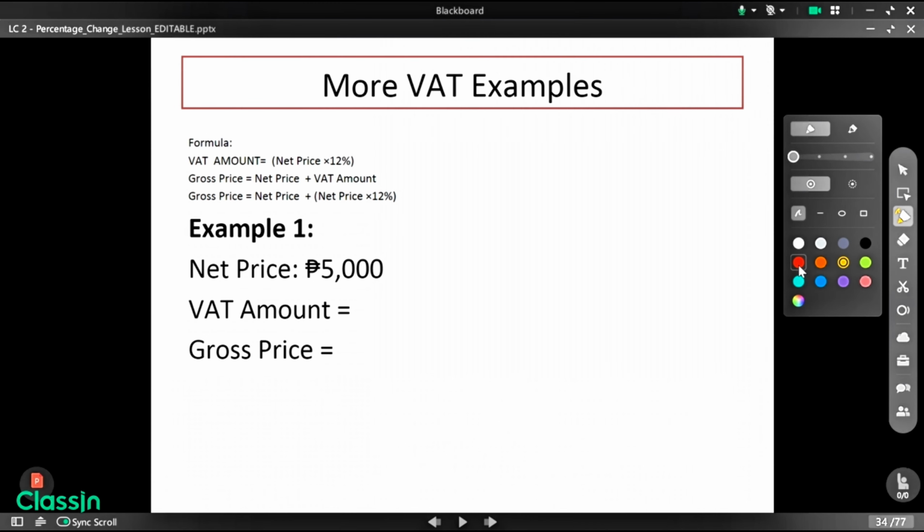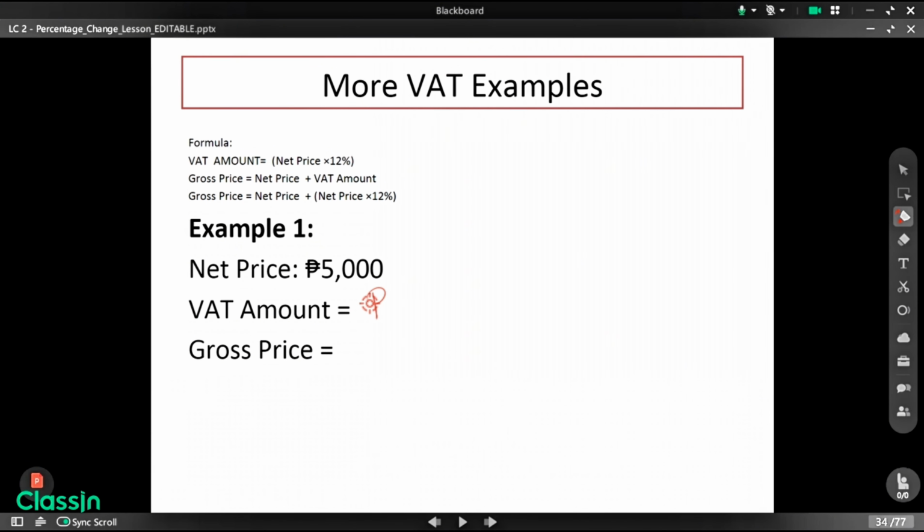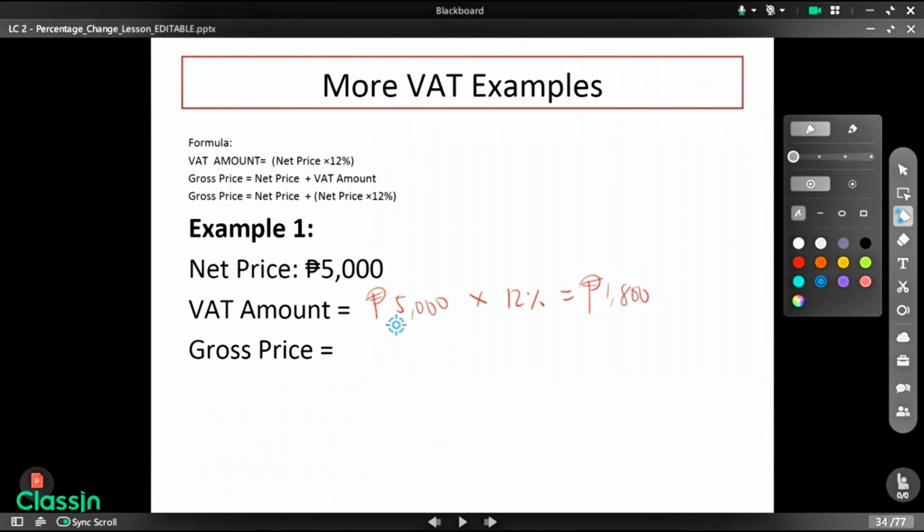Alright, so let's compute first the VAT amount if the net price is 5,000. Again, when we say net price, the VAT is not yet included. So the net price, 5,000 times the VAT rate, which is 12%. And the answer is 600.